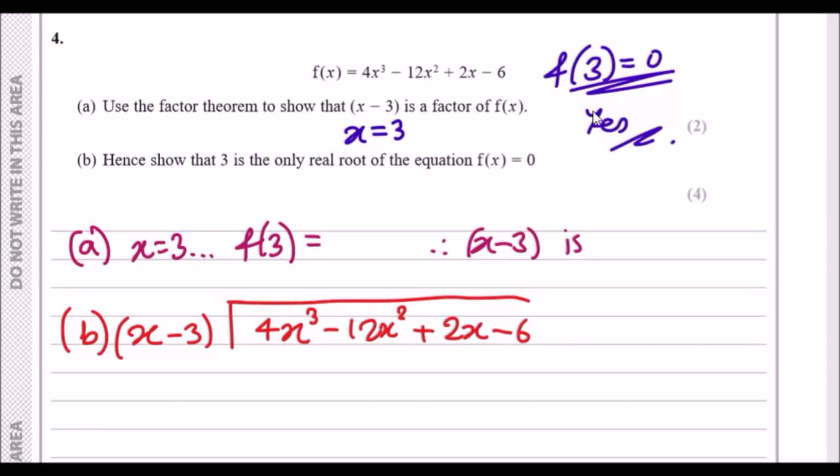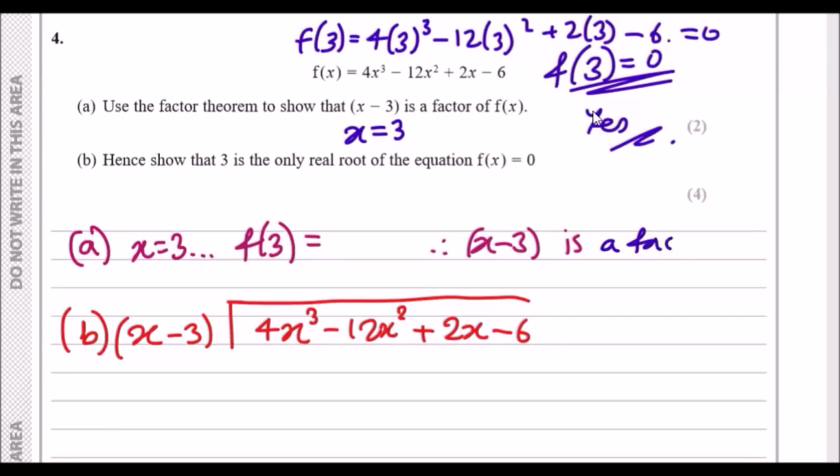In your working out, always write it like this. So say, okay, f(3) equals 4 times 3 cubed minus 12 times 3 squared plus 2 times 3 minus 6. And then say this equals 0, and then make a statement. Say, yes, x minus 3 is a factor of f(x). It is a factor of the function, literally. That's it.